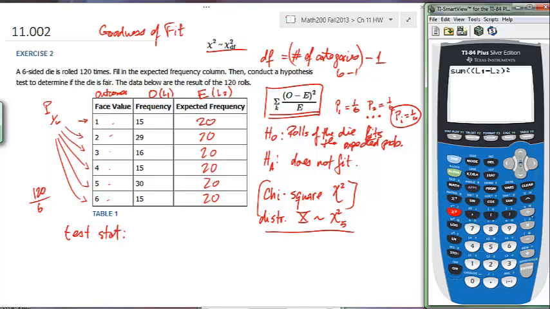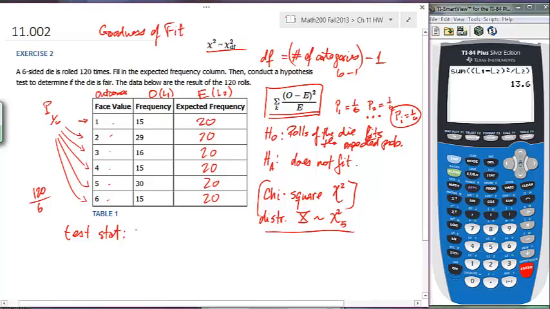And then now divide by E, which is L2, second function, number 2. And here is our test statistic. So our test statistic comes from a chi-square distribution, so we should label that appropriately. Chi-square is equal to 13.6.